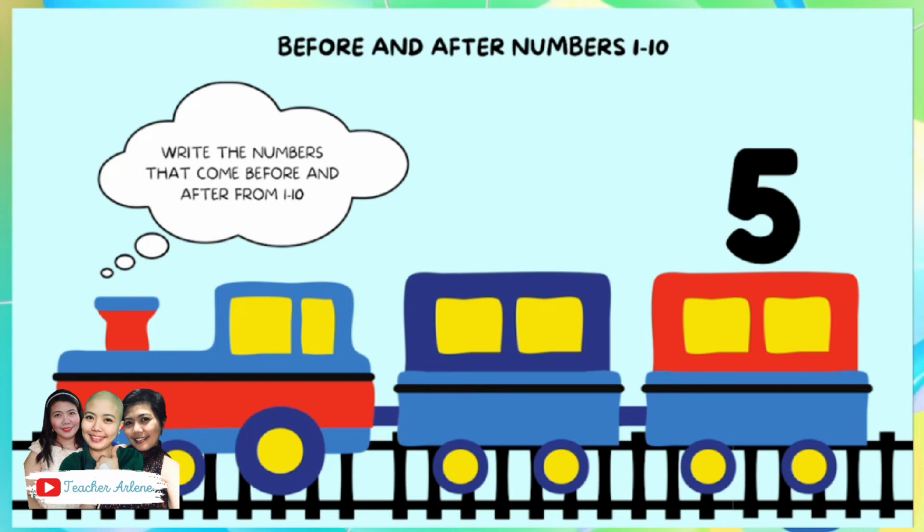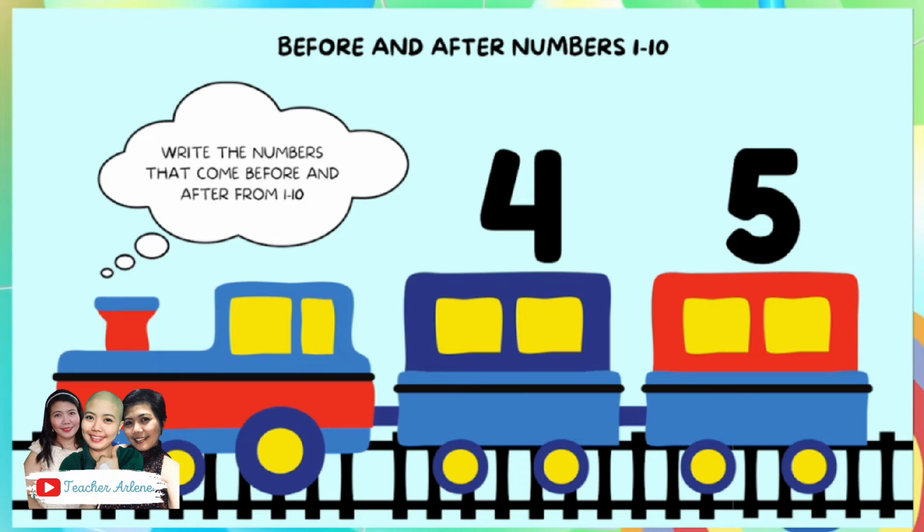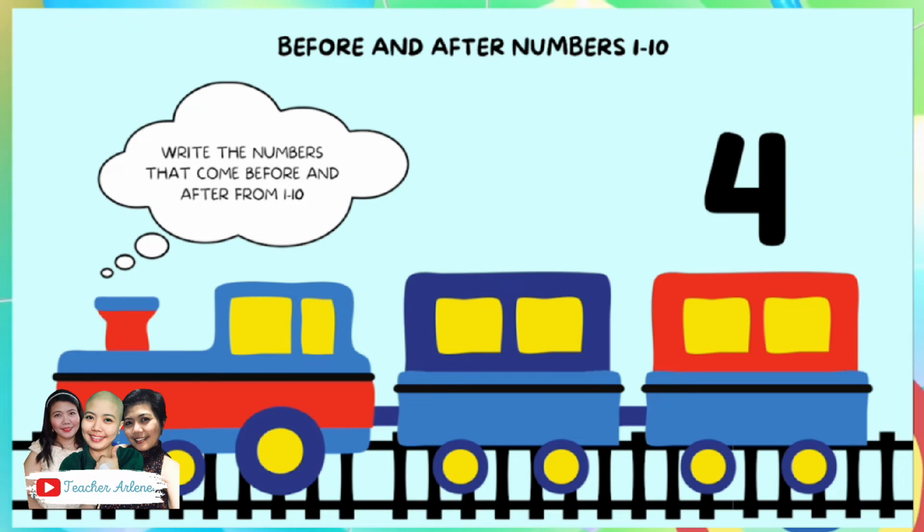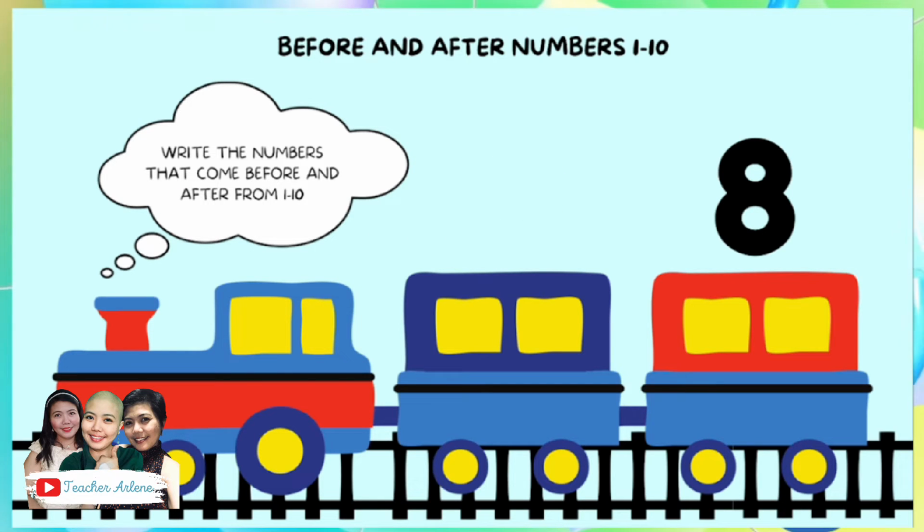Number before 5 is 4. Number before 2 is 1. Number before 4 is 3. Number before 8 is 7.